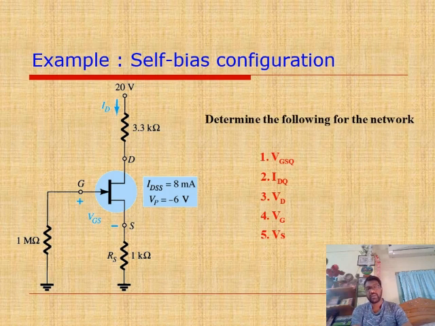Now, the self bias example. Here no supply is given on this side, and the VDD value is 20 volt. Sorry, I'm wrong, RD value is 3.3 kilo ohm and RS is 1 kilo ohm. The IDSS value is again 8 milliampere, and the pinch off voltage VP is minus 6 volt. We have to determine these values, along with drawing the characteristics and finding out the Q point, VGSQ. So move on.